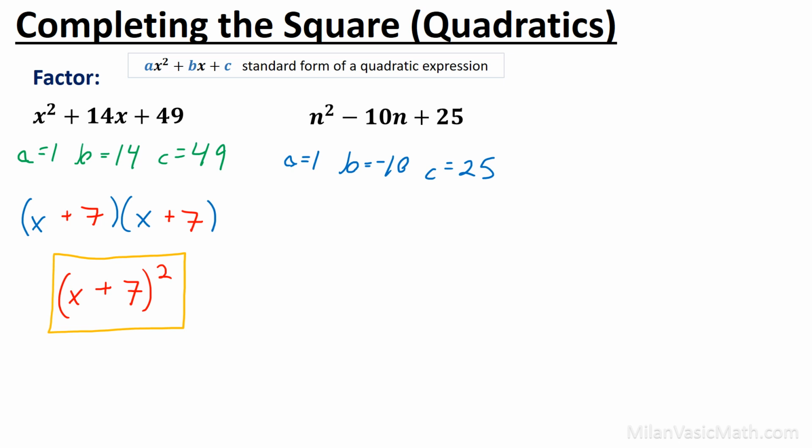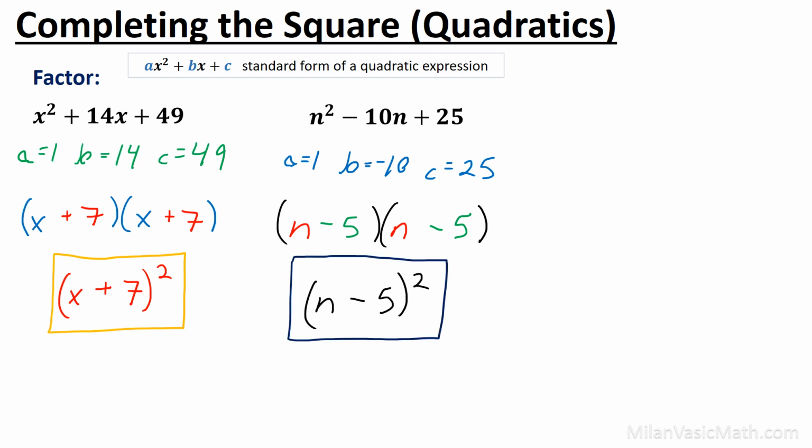So now we can go ahead and factor, write two sets of parentheses. I know n times n is n squared, and two numbers that multiply to 25 and add up to negative 10 would be negative 5 and negative 5. So our answer is (n minus 5) quantity squared. That means that both of the starting expressions were perfect square trinomials.